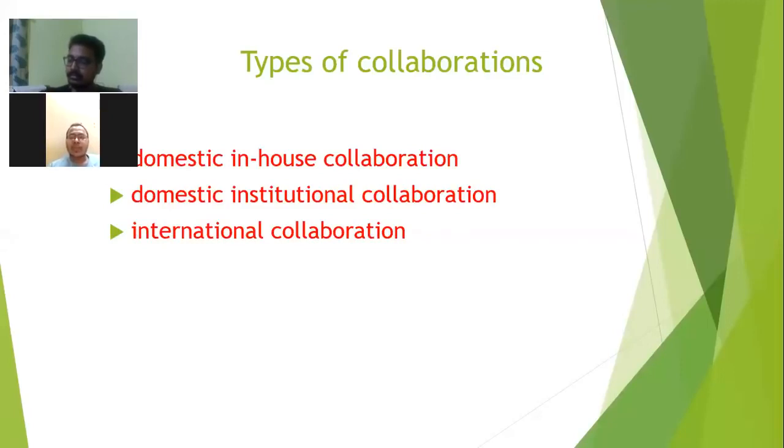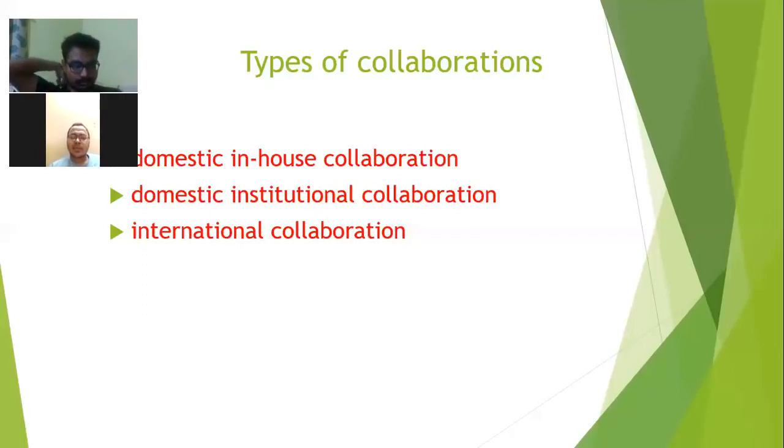See, this machine learning, this some kind of coding and all. Whenever we do some kind of computational work, we take the help of some language code like C, Fortran, like that only. In that case, it can be considered a domestic in-house collaboration. It is very vital.